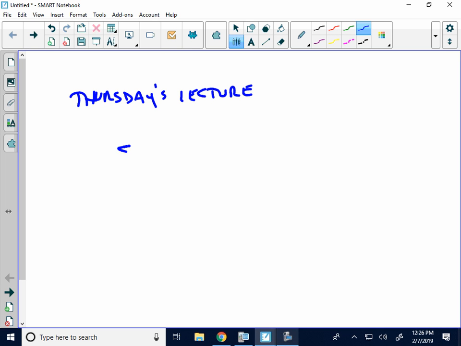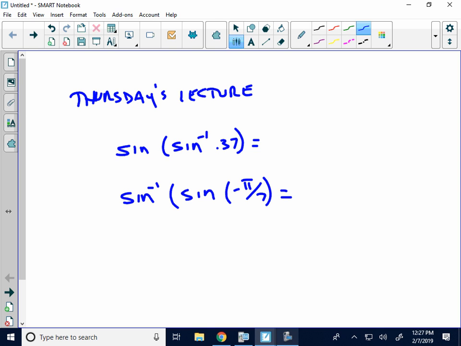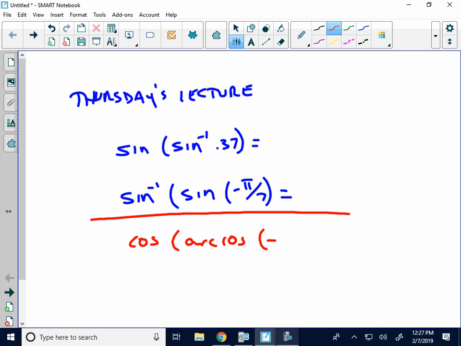Problems like this: what is the sine of the sine inverse of 0.37? Or what is the sine inverse of the sine of negative pi over 7? A couple with sines and a couple with cosines. What is the cosine of the arc cosine of negative 5/8?